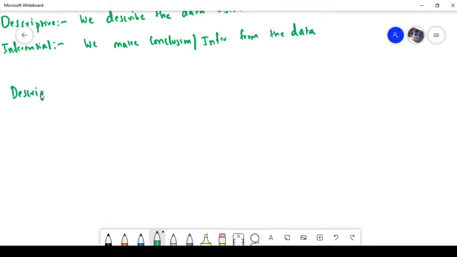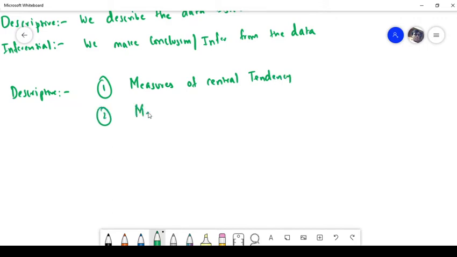Descriptive. First, measures of central tendency. Second, measures of dispersion. Third, measures of position.